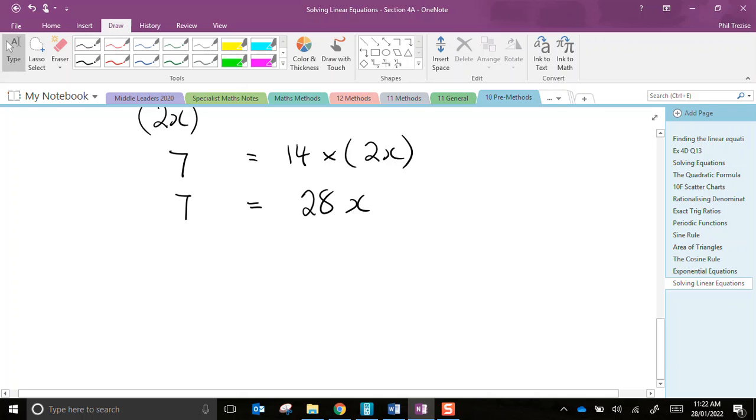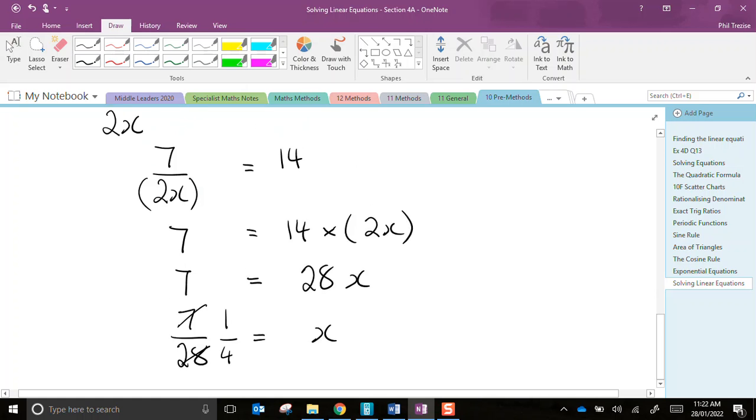And now in order to isolate x, the opposite of multiply by 28 is divide by 28. That equals x, and I can see a chance here to simplify. 7 divides into itself once, 7 divides into 28 4 times. So my answer is 1/4.